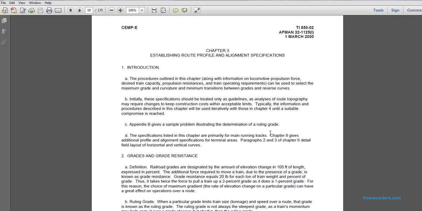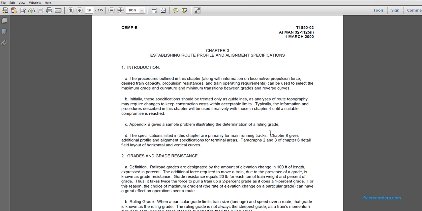Typical information procedures described in the chapter will be used interrelatively with Chapter 4 until a suitable compromise is reached. C. Appendix B gives a sample problem illustrating the determining of a ruling grade.